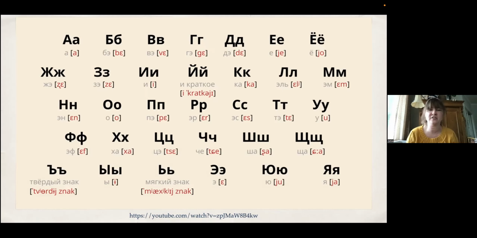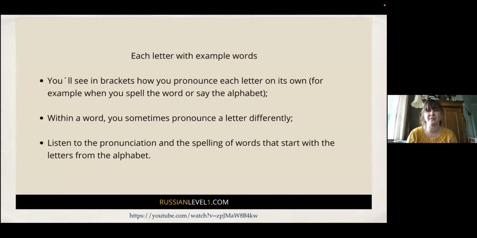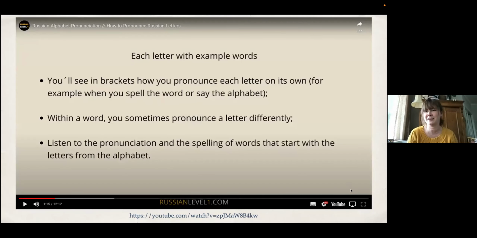Твердый знак, you don't have to say that. Мягкий знак, don't have to say that either. Ю, you, Я, Ya. Yeah. All right. Good job, Gabriella.